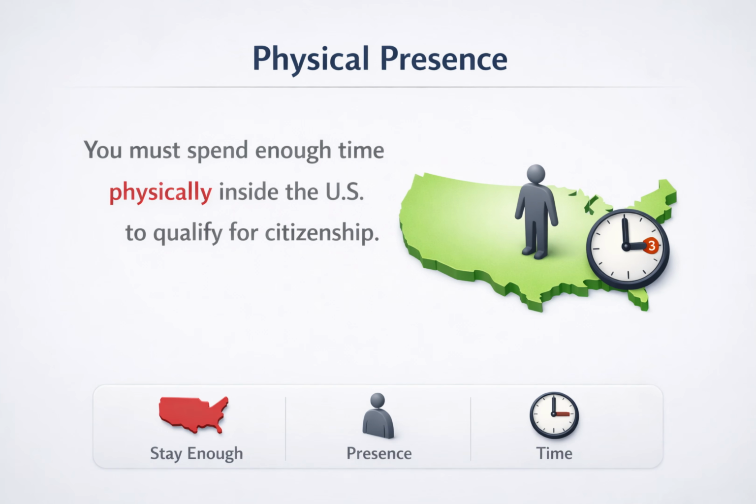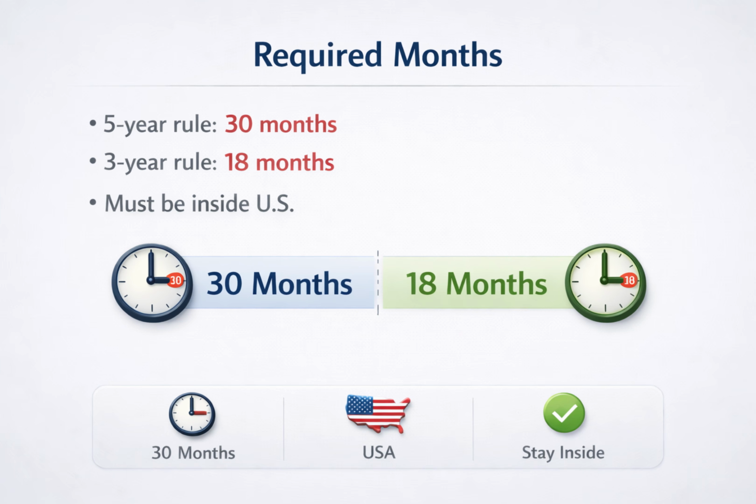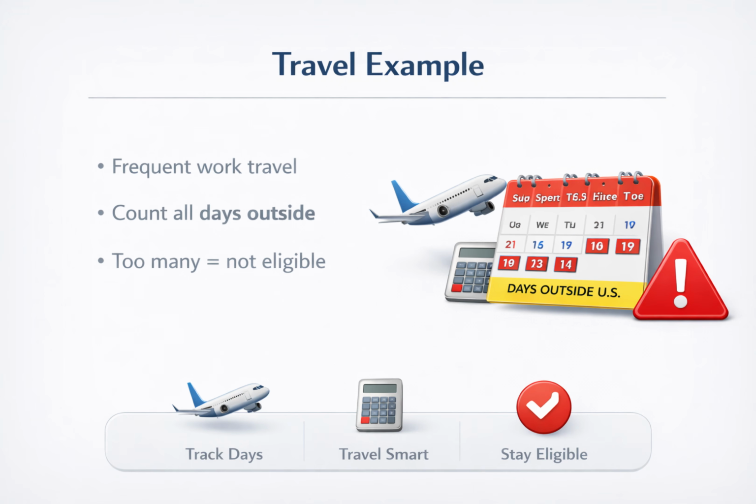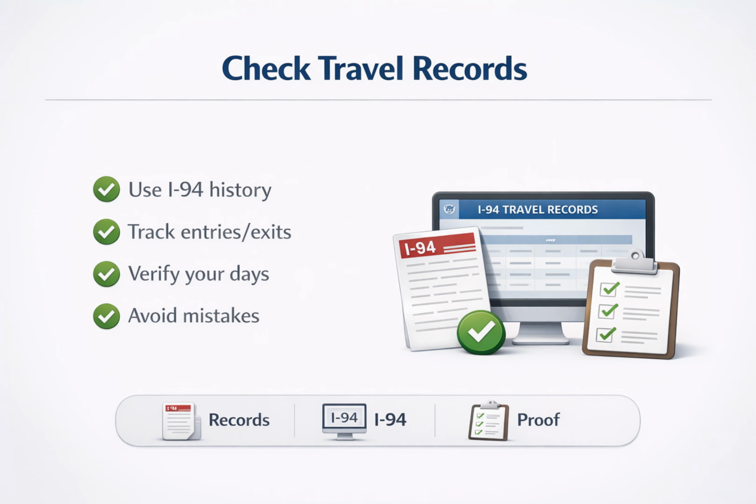Next, physical presence. This means how much time you actually spent inside the United States. For the 5-year rule, you must be in the U.S. for at least 30 months. For the 3-year rule, 18 months. Here's a practical example. If you travel a lot for work, you need to calculate all the days you were outside the U.S. If those days are too high, you may not qualify yet. You can even check your travel history using your I-94 records.